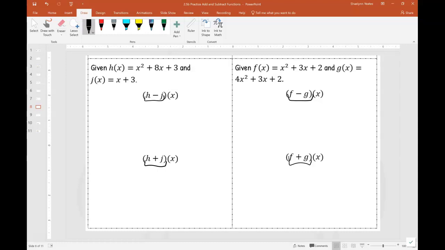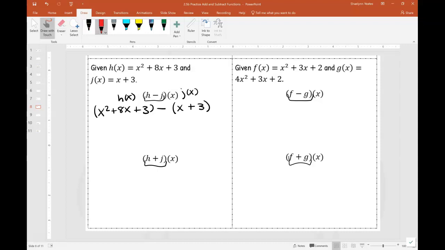Now remember, x squared and x are not like terms. They're actually completely different things. So here we're going to do h of x minus j of x. So we've got h of x, which is x squared plus 8x plus 3. This is just h of x. And then we're going to subtract j of x, which is just x plus 3.